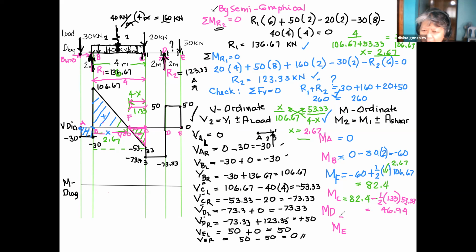Okay, now the moment at D. We are now at D. The moment at D is the moment at C, which we already computed, 46.94. Then add or subtract the area from C to D. This is the area from C to D. It is not a triangle or a circle, but a rectangle. And it's below, so I have to subtract. What is that area? How much is it?